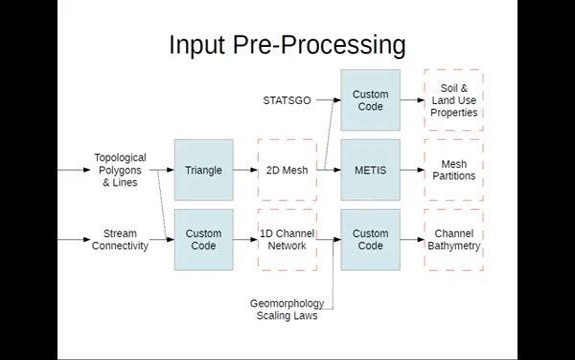And from the 2D mesh, we then can take STATSGO data for soils and combine them with custom code and download the land use data from the U.S. Geological Survey to assign soil and land use properties to our mesh.